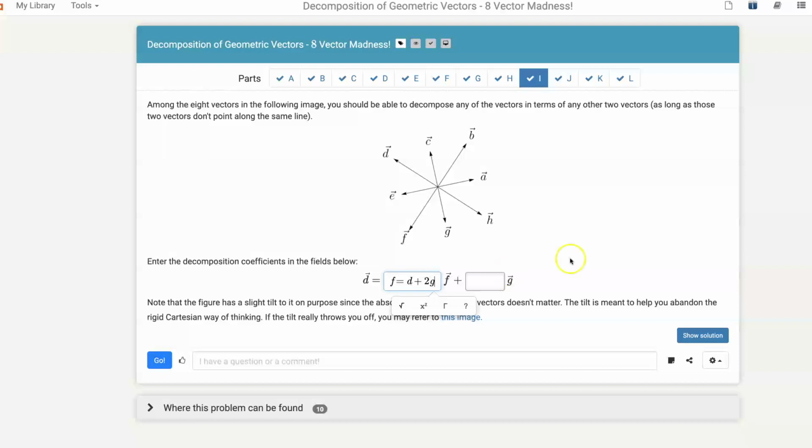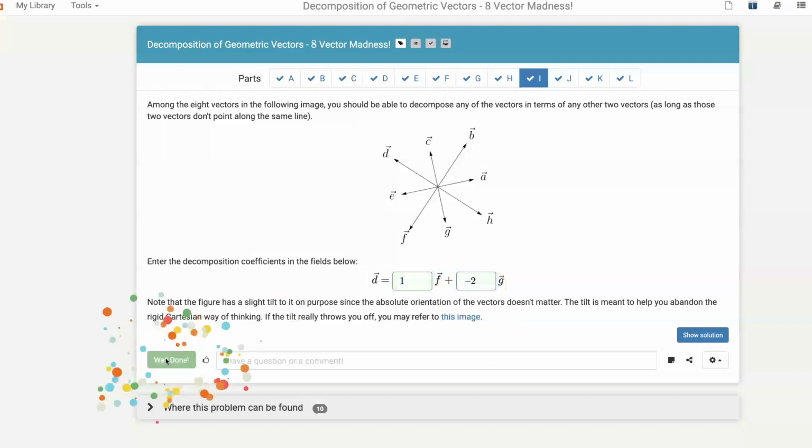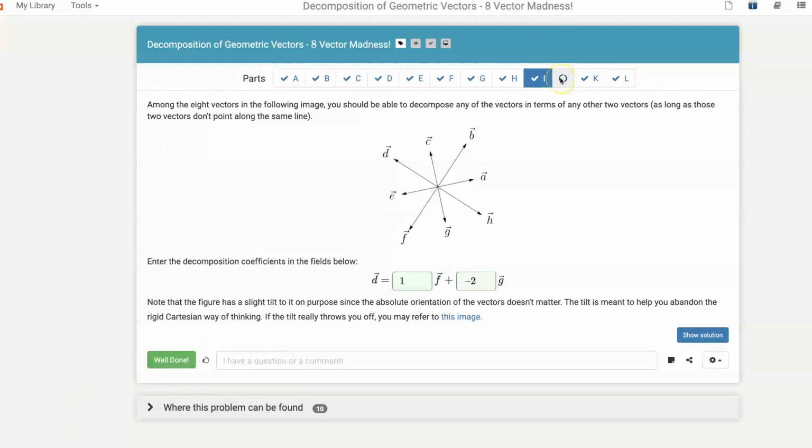Sorry that I'm doing this in the middle of the whole thing, but I think that's okay. So now I have to solve for D. It's F minus 2G. So F gets a coefficient of 1 and G gets a coefficient of minus 2. Submit, enjoy the fireworks. Moving on.